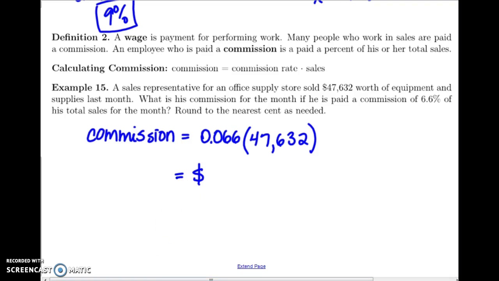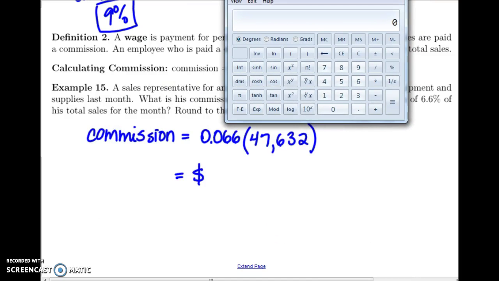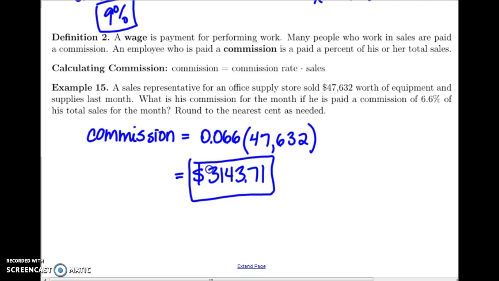And maybe I'll use this little calculator. 0.066 times 47,632. Okay. All right. $3,143.71, right? The 2 would say to round down. All right, 3,143.71.